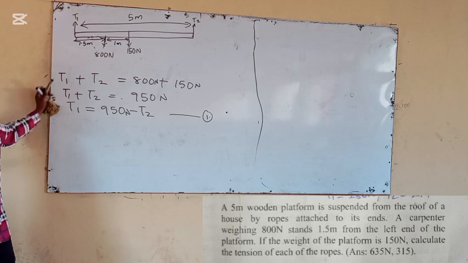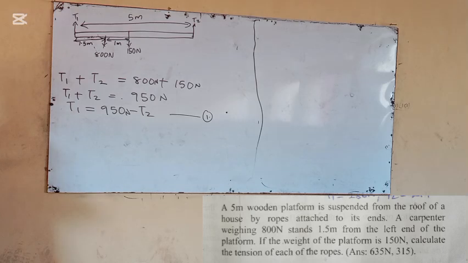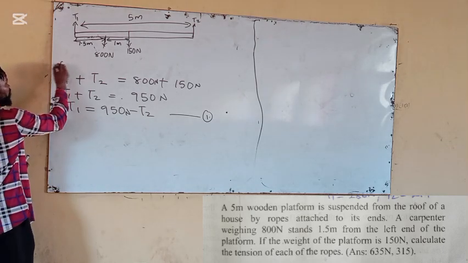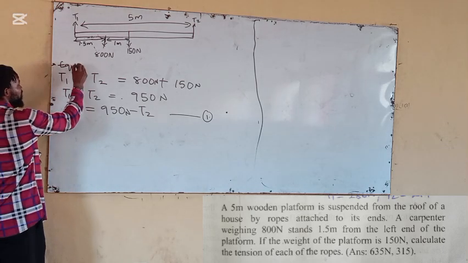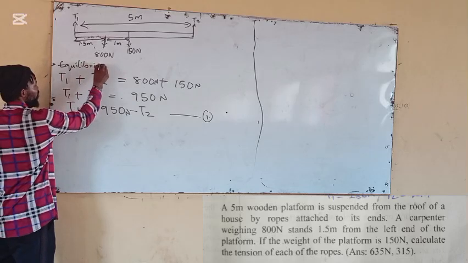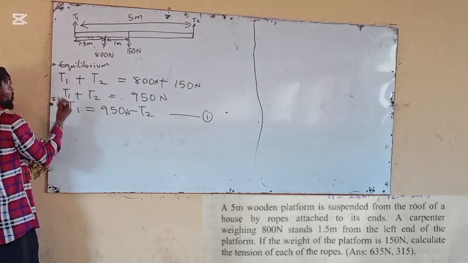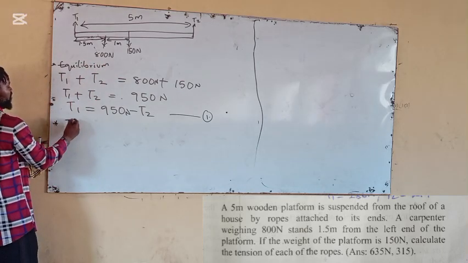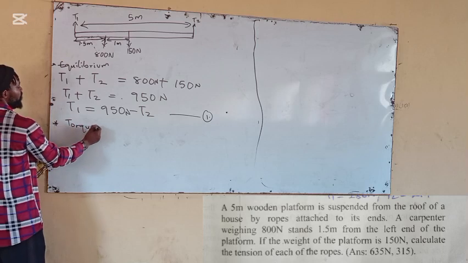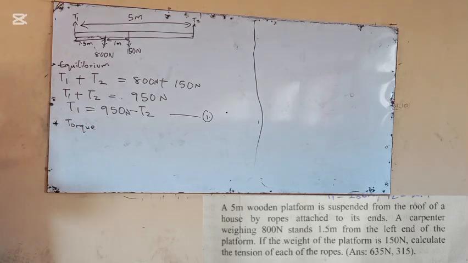Now the next thing. This method 1 is us first finding equilibrium, then we find torque, then we use equation 1 and equation 2. So the second part is where we find our torque. And we know what torque is. Torque is simply force times distance. Clockwise torque must be equal to anti-clockwise torque.